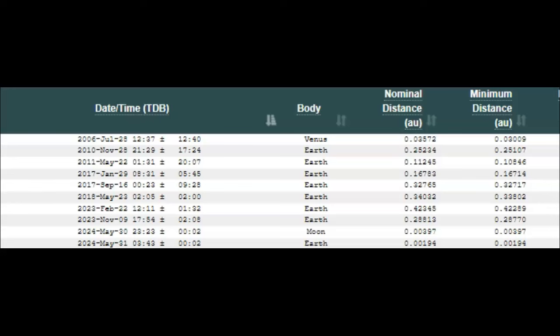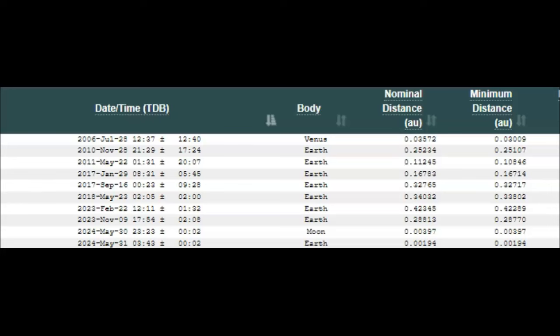So, taking a look at the approach, it looks like it's going to go a lot closer to Earth than the Moon. A lot closer to Earth than the Moon, 0.00194 astronomical units versus 0.00397 astronomical units. Again, the Moon's 244,000 miles away, if you believe mainstream science.